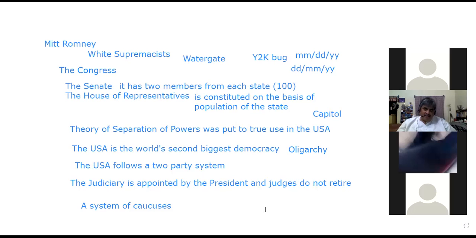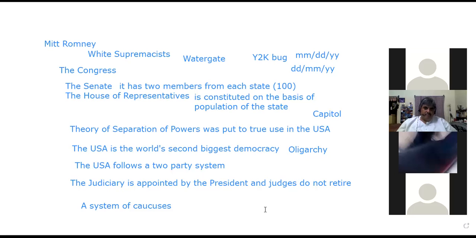You've seen that the theory of separation of powers is not really something that acts that way when you see it in practice. It is most certainly not even a democracy, leave alone the world's second biggest. It's not a democracy. A vice president who just becomes vice president is almost like being nominated. 538 people electing the president.